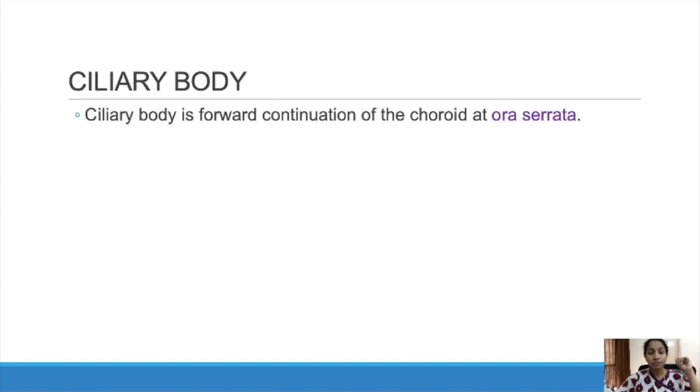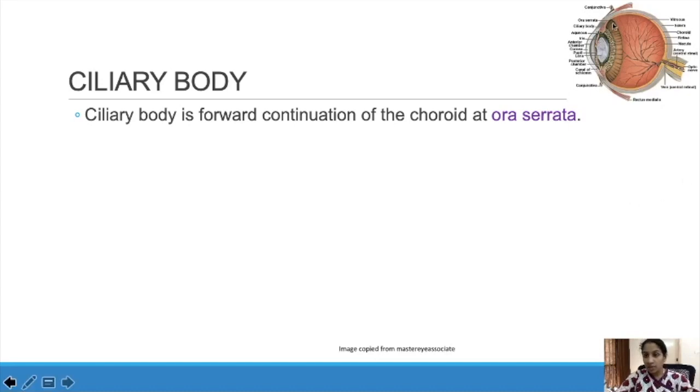Ciliary body. Ciliary body is the forward continuation of the choroid at ora serrata. So we saw iris, ciliary body and choroid. So the choroid's forward continuation is the ciliary body at ora serrata. Ora serrata is a frill-like structure between the ciliary body and retina. You can see here, this is ora serrata. This frill-like structure is known as ora serrata. So this is the choroid. This choroid will end here at ora serrata and continues as the ciliary body, and this is the iris.